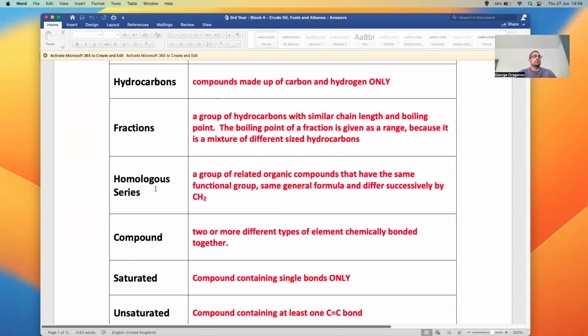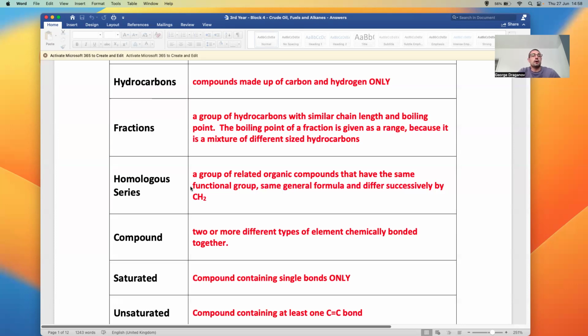Now, this is something new, a homologous series. You're going to study quite a lot of homologous series. You're going to study the alkanes, alkenes, and then alcohols, carboxylic acids, esters, and so on. I want you to think of a homologous series as like a family. It's a family of essentially similar types of compound. The actual definition contains 4 separate points.